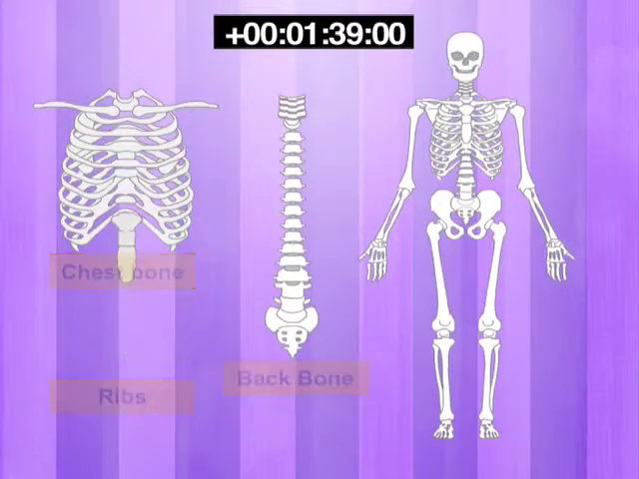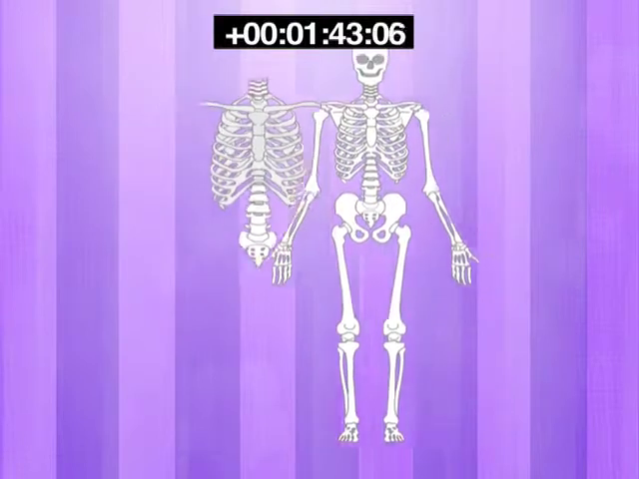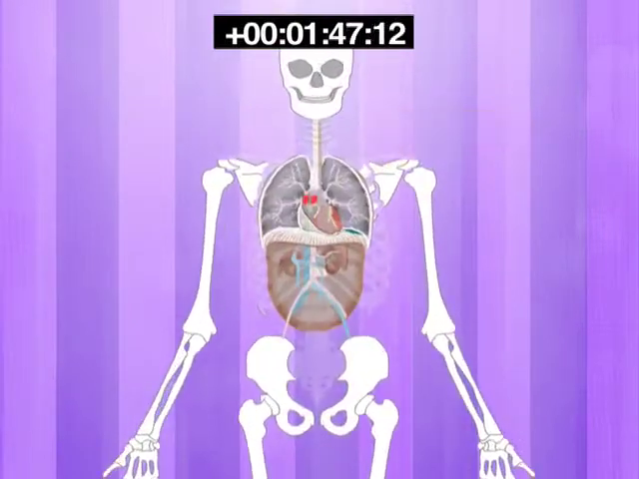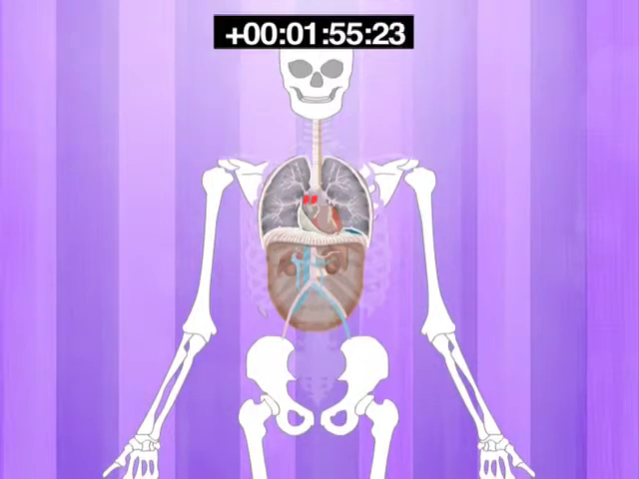The ribs join the chest bone and the backbone together to form a box. This is called the rib cage. Some important internal organs of our body, like the heart and lungs, are well protected inside the rib cage. The backbone is made of many small bones. The rib cage is joined to these bones.